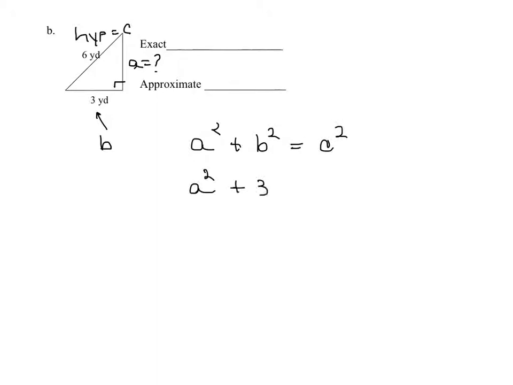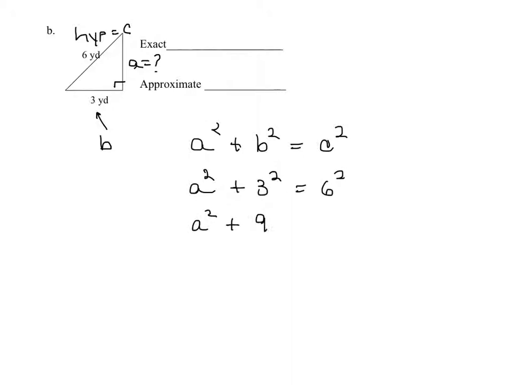Let's take a look at this example. First, let's identify the right angle. There it is. So 6 is the hypotenuse, which is c. 3 can be A or B. I'll label it B. And A, we don't know. So we get A squared plus B squared equals C squared. Pop them in. Don't know A. B is 3. C is 6.